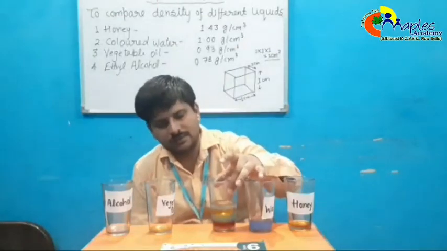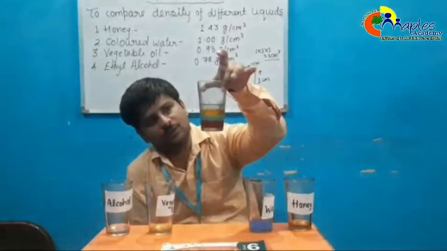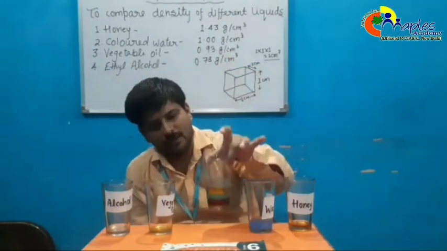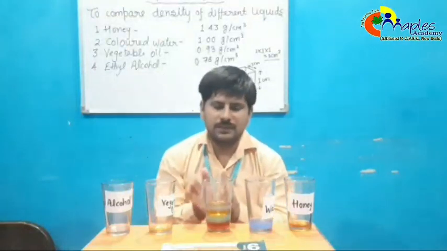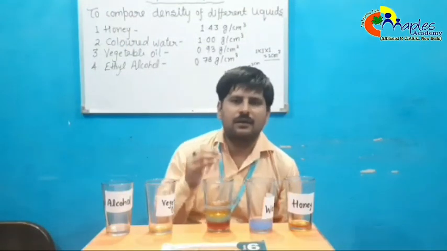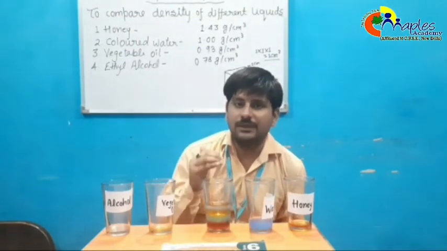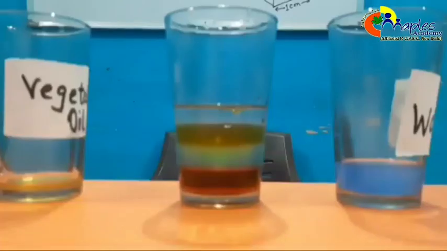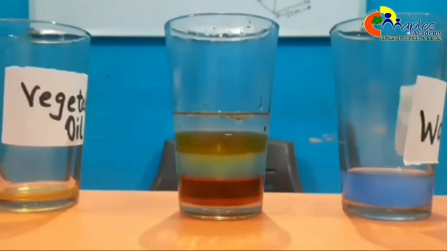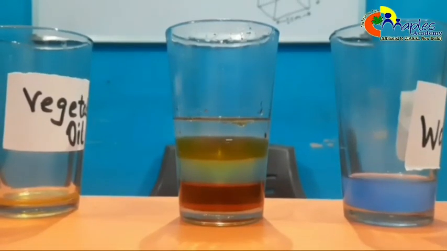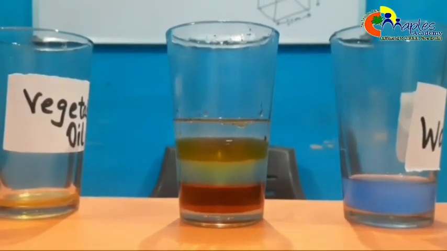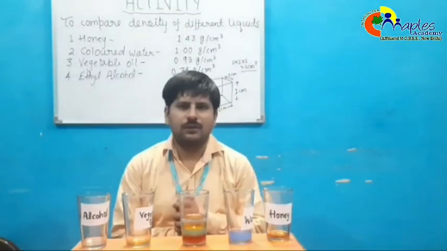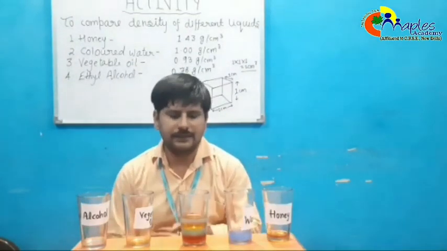So you can see, students, there are 4 layers which have been made in the solution. One is of honey, colored water, vegetable oil and ethyl alcohol. So this experiment explains that the solids or liquids which have density lower than another liquid just float over it. So students, here you can see all the 4 layers very clearly, which are showing all the different liquids.